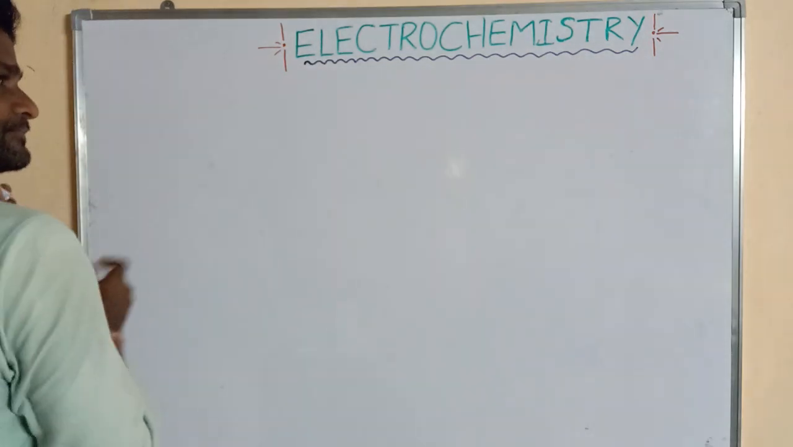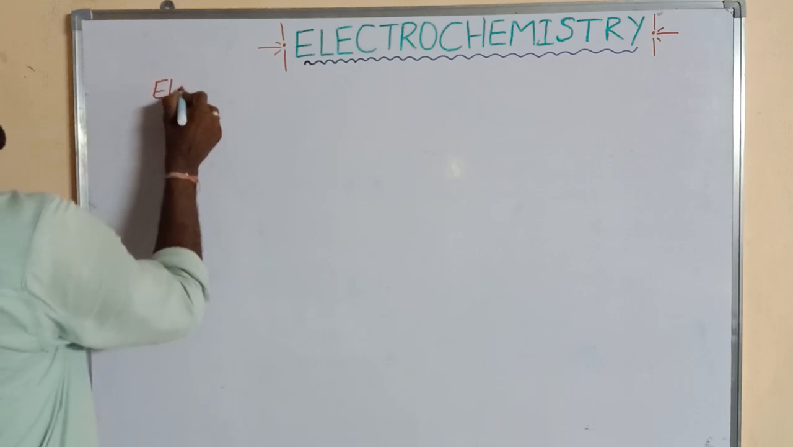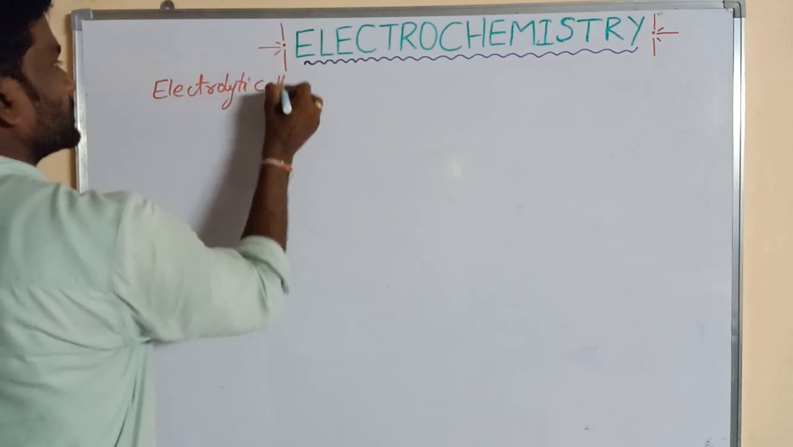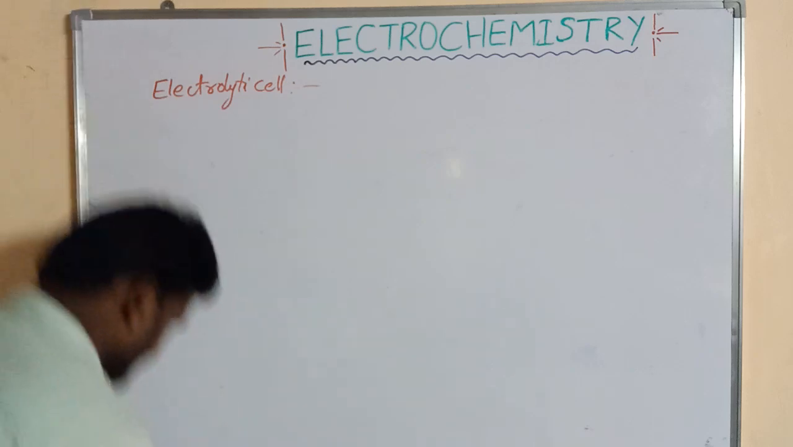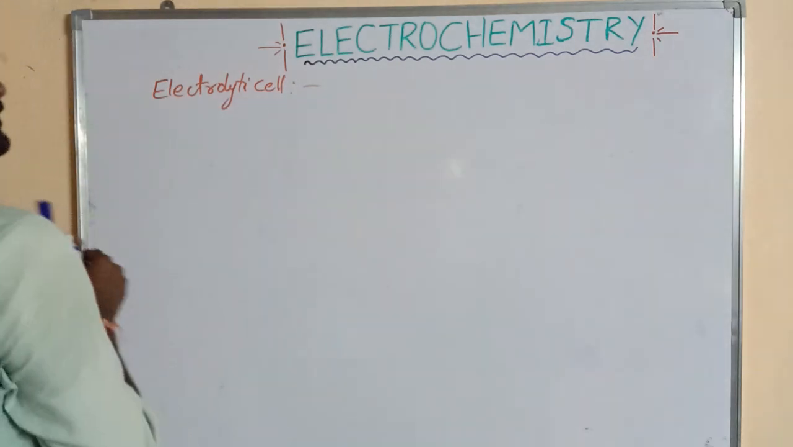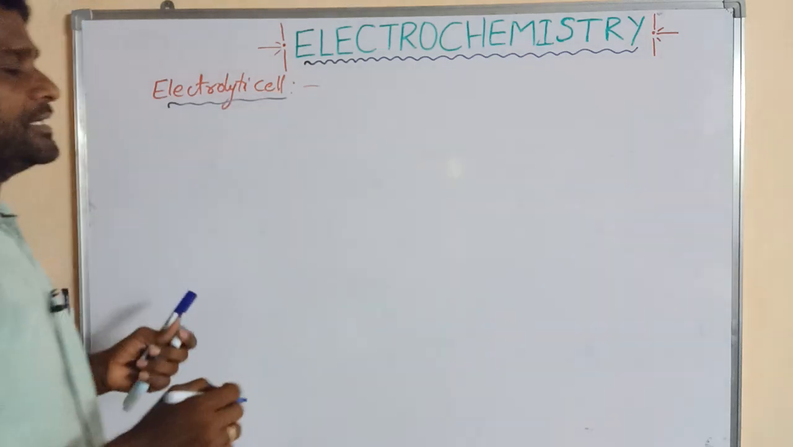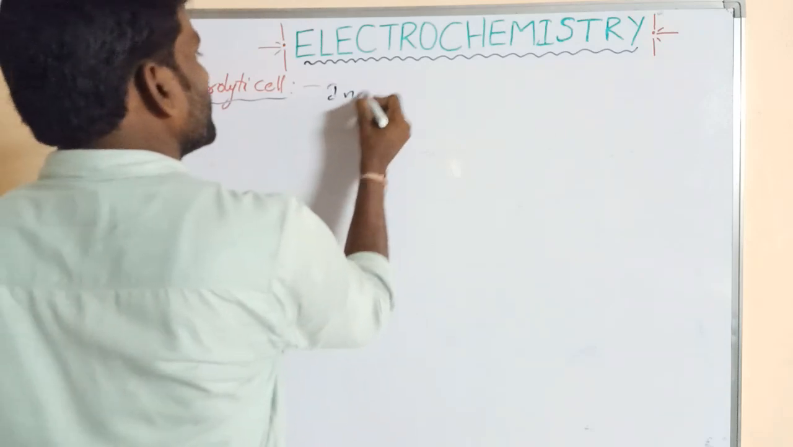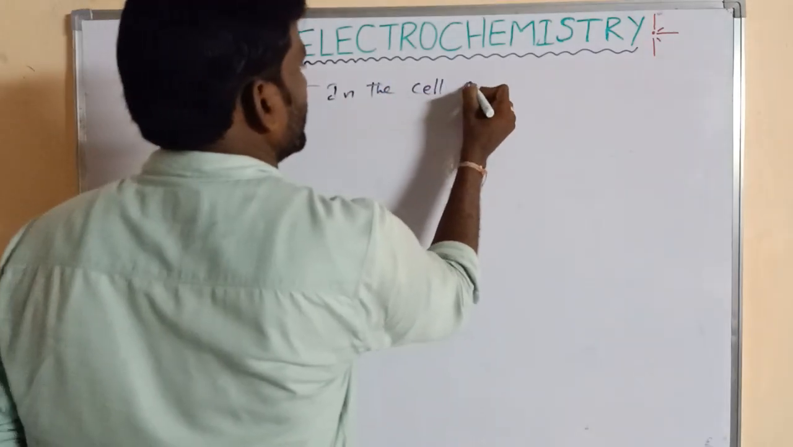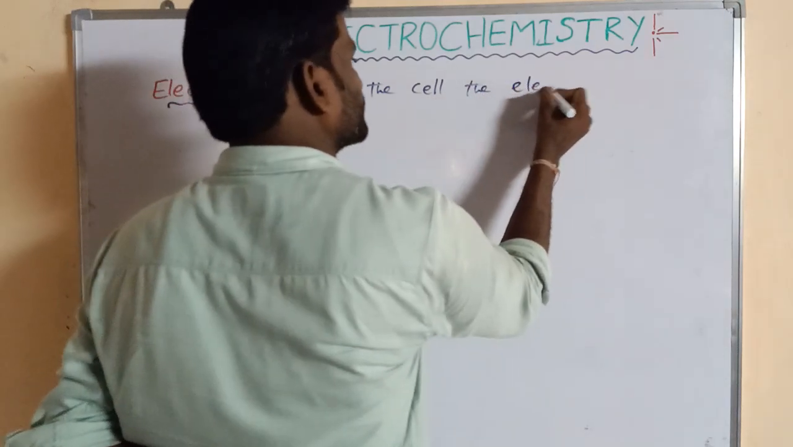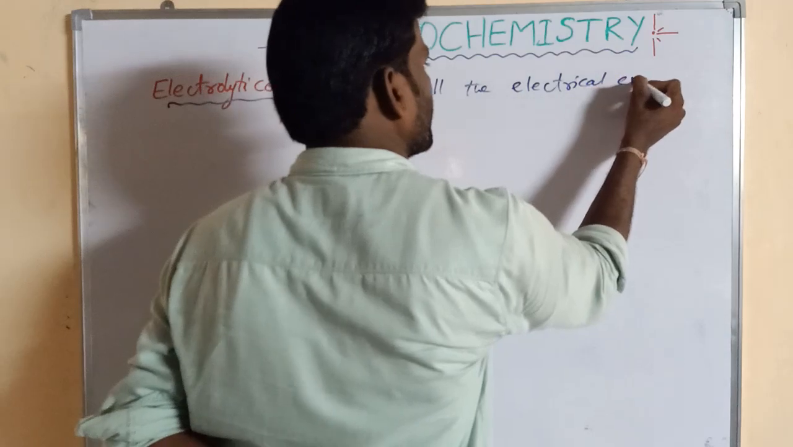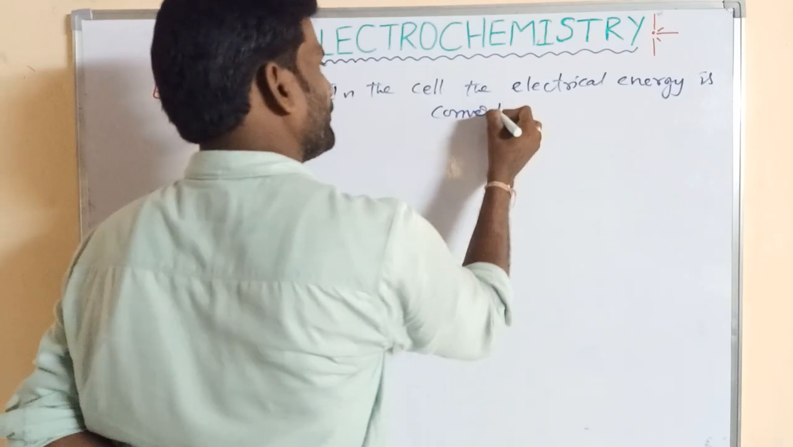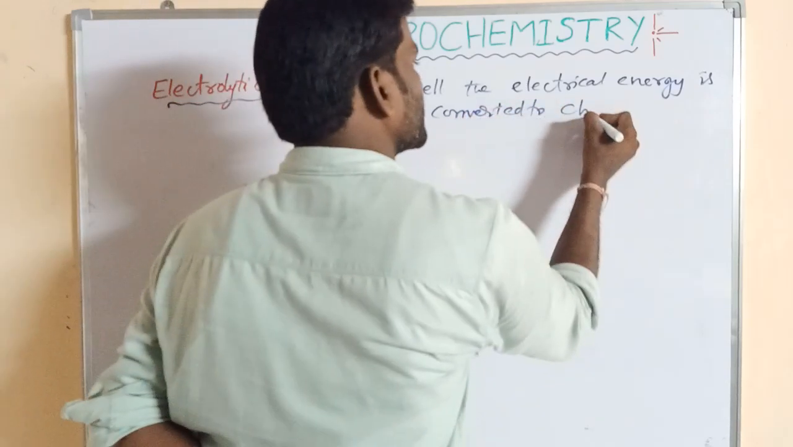Electrolytic cell. In this cell, the electrical energy is converted to chemical energy.